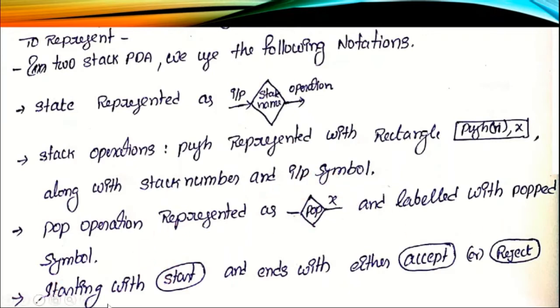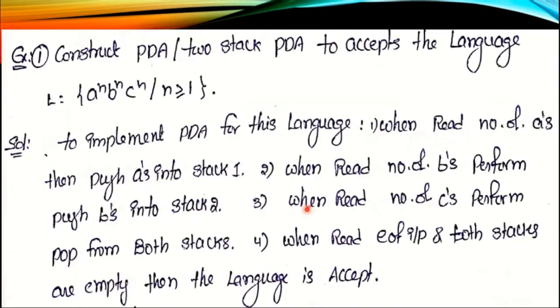And next, finally, this pushdown automata either starts with the start symbol and ends with either accept or reject. So these are the several graphical notations used to represent the two stack PDA. Now we consider an example and discuss how to construct a two stack PDA for that particular example.